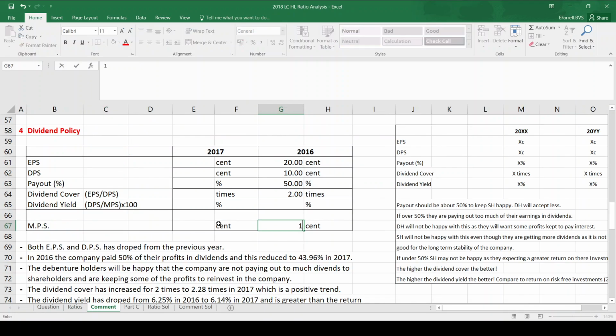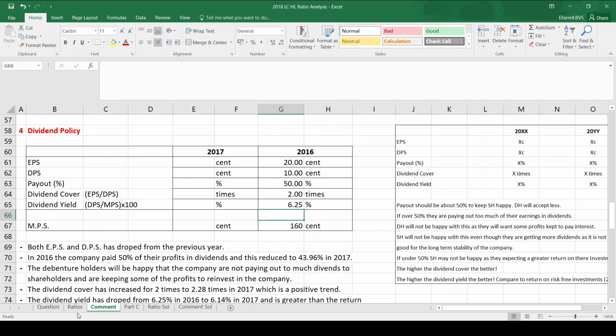So €1.60. The dividend yield is the dividend per share, which is 10, divided by the market price per share, which is 160. And to get it as a percentage, we multiply by 100. So that works out to be 6.25%. Now we're going to do the same figures again for this year.